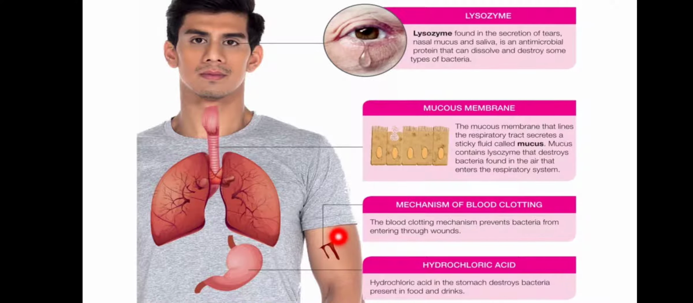Luka kita. Kalau tidak ada blood clotting mechanism, kita punya darah itu akan terus mengalir keluar. Kemudian bacteria juga akan masuk, penetrate kita punya skin. Faham ah? Melalui luka kita. So, di sini ada mechanism of blood clotting. And then, this one, this is stomach. Stomach contains HCl, hydrochloric acid. Dia boleh destroy bacteria that present in food and drink yang kita sudah telan masuk ke dalam perut. Okay?